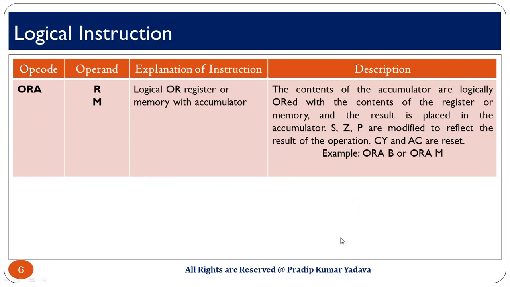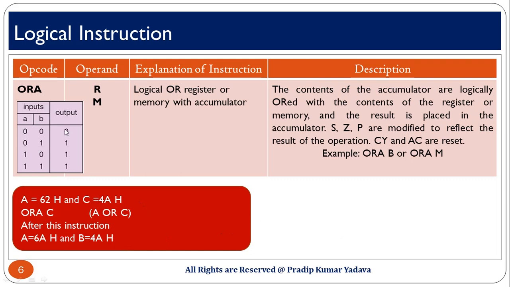Now, talking about ORA. Basically, ORA is used for performing OR operation between the content of the accumulator and the content of memory or the content of a register, and the register can be A, B, C, D, E, H, L, which we have already discussed. This is a table of OR operation, how OR operation is performed in a microprocessor or in digital electronics. 0 0 means the output will be 0, 0 1 means 1, 1 0 means 1, 1 1 means 1. So, this is the standard table of the OR gate, or you can say OR operation.